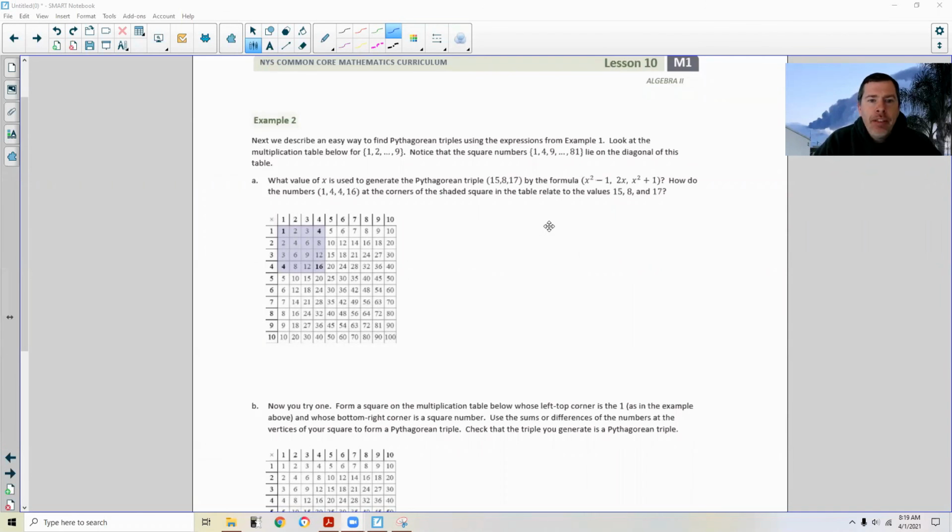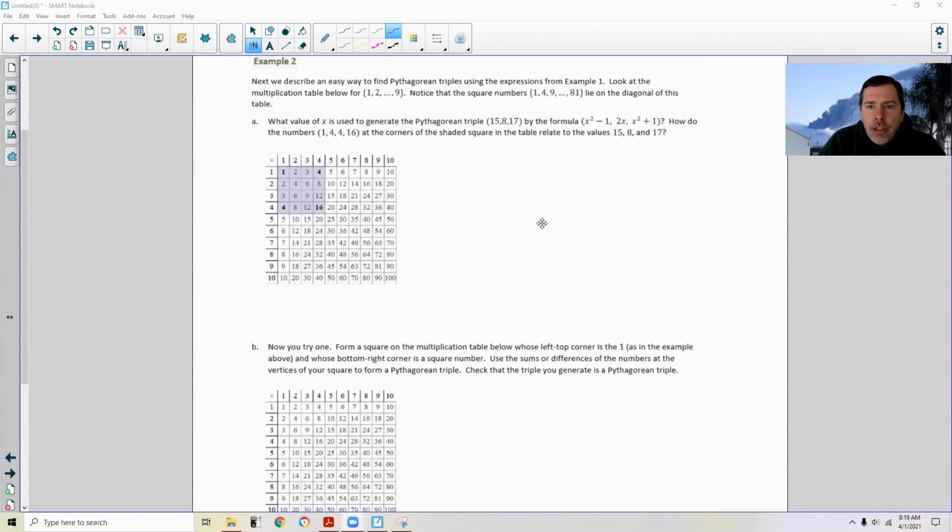Next, we describe an easy way to find Pythagorean triples using the expression from example 1. Look at the multiplication table below for 1 through 9, all the way out to 9. Notice that the square numbers 1, 4, 9, 16, 25, all the way out to 81 lie on the diagonal of this table. What value of x is used to generate the Pythagorean triple 15, 8, 17 by the formula that we just derived on the last page? How do the numbers 1, 4, 4, 16 at the corners of the shaded square in the table relate to the values 15, 8, and 17?